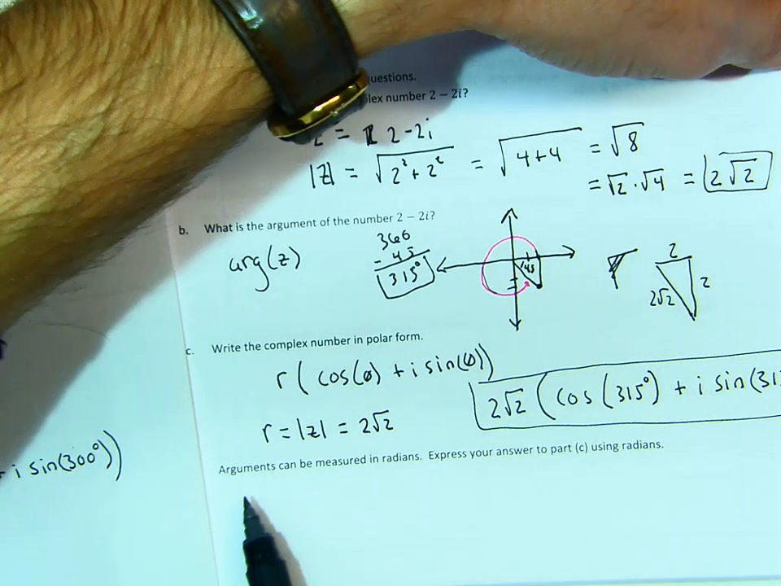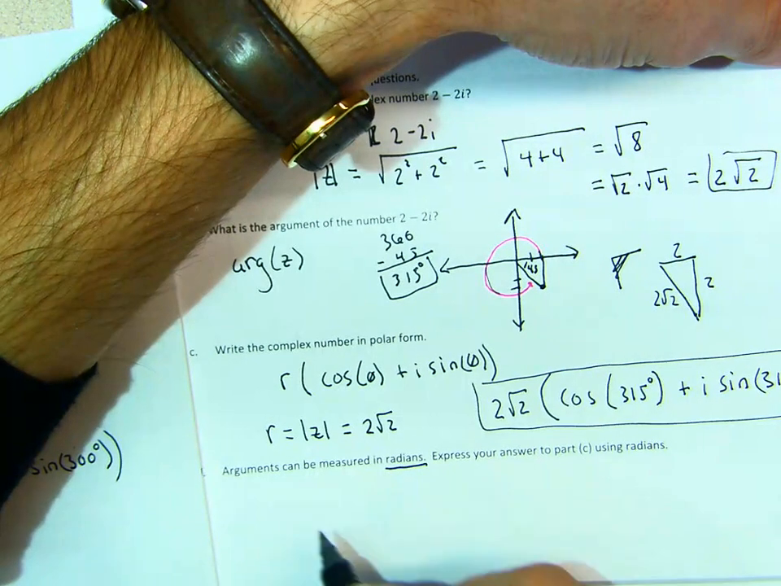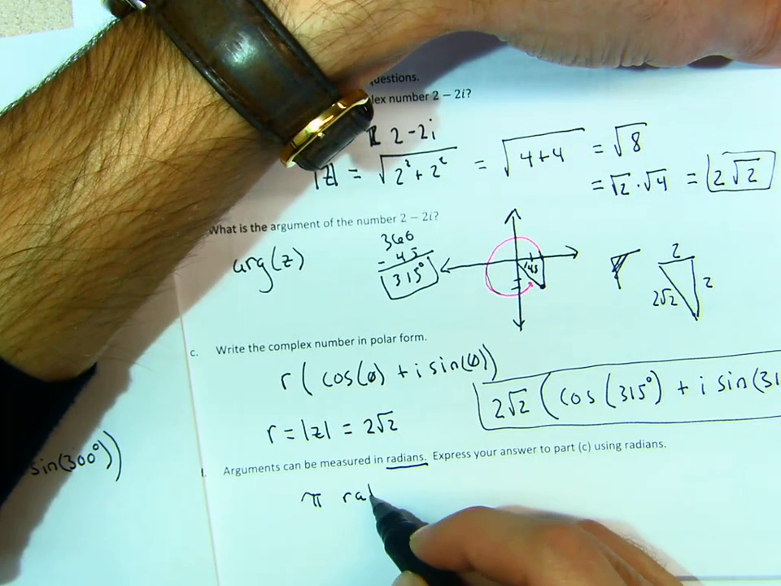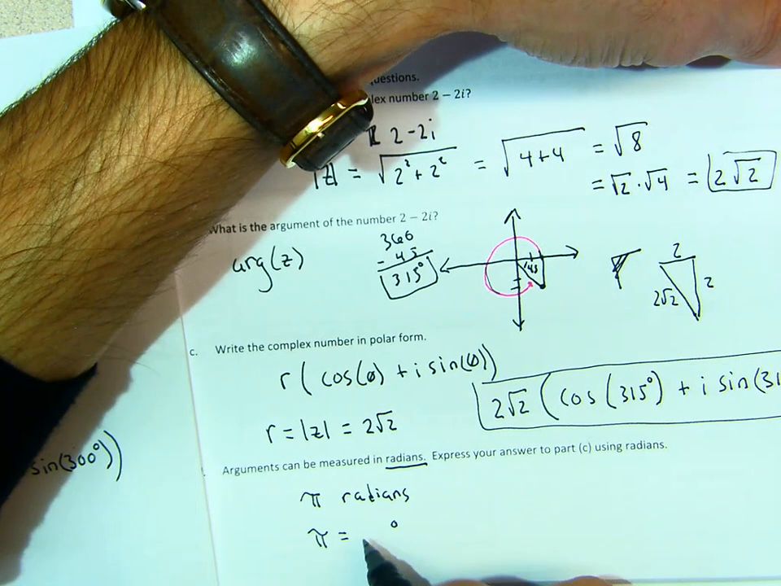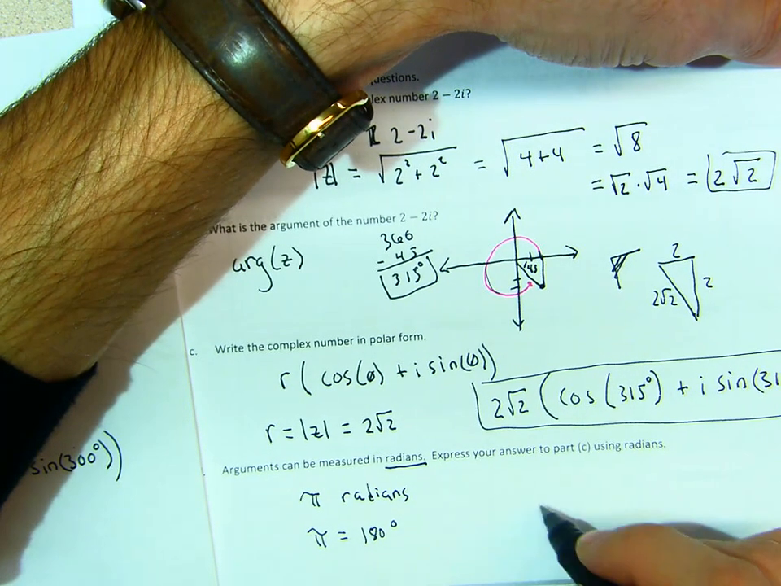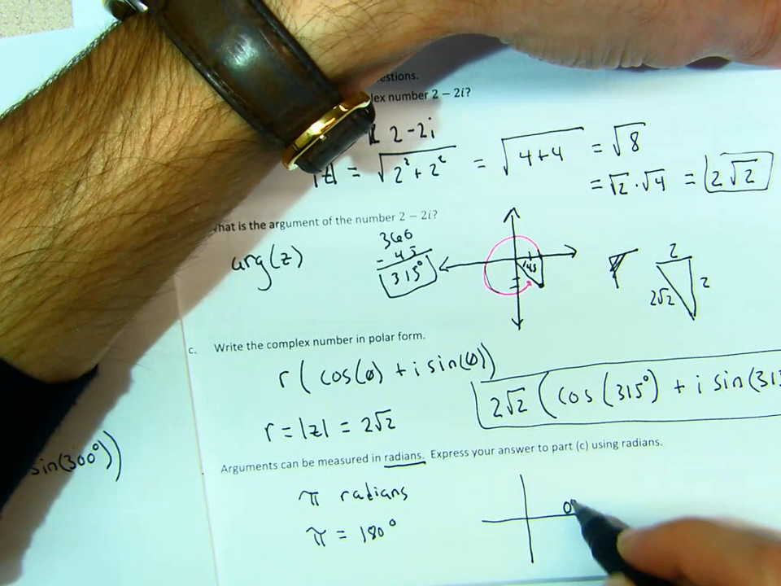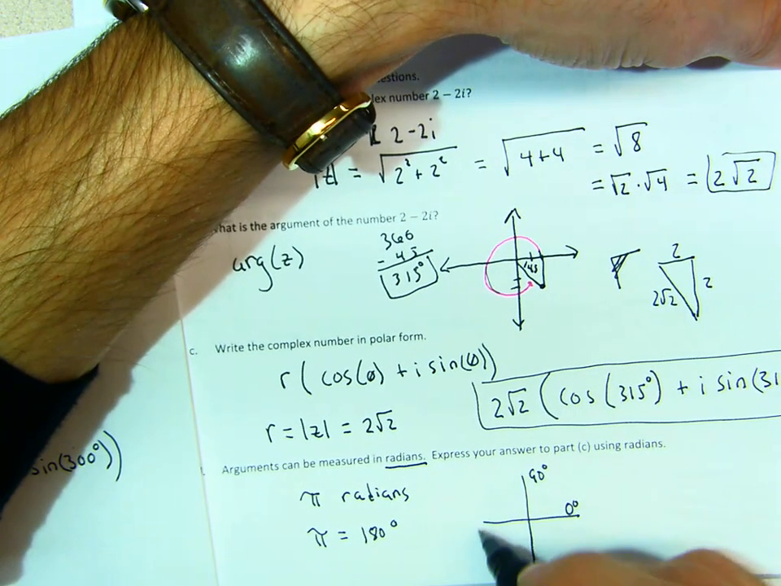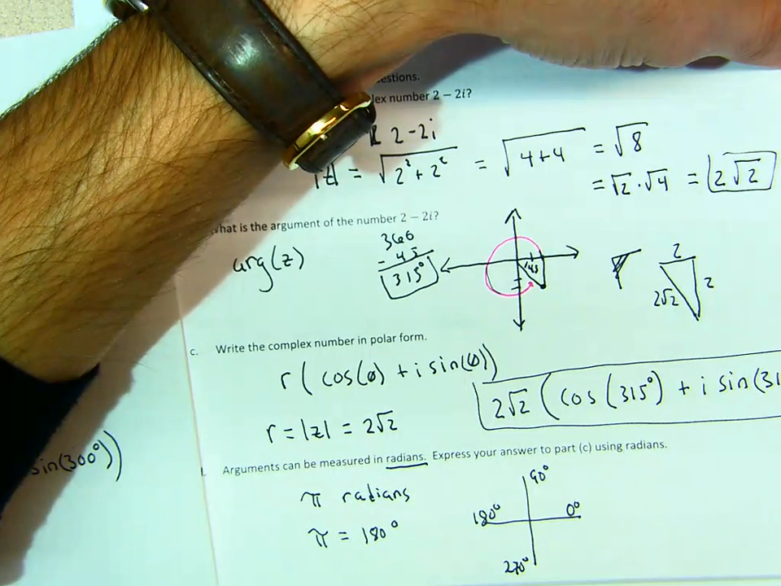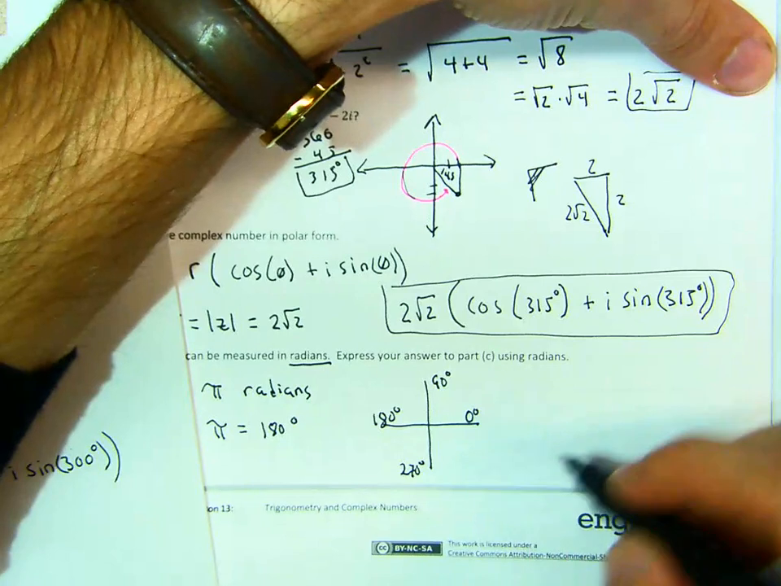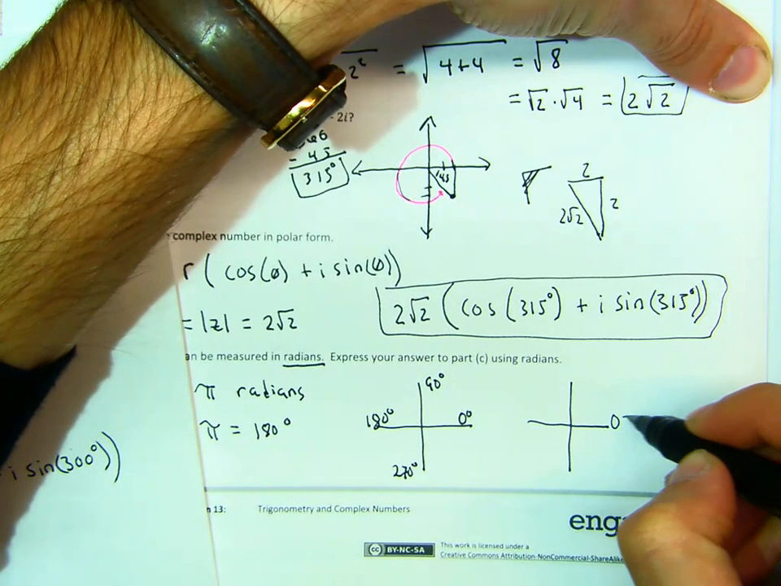Okie dokie. And now it says arguments can be measured in radians. Oh boy, do we remember what radians are? We're talking about pi radians, right? So pi is equal to how many degrees? It's equal to 180 degrees. So if I want to talk about rotation, well, this is 0 degrees. This is 90 degrees. This is 180 degrees. This is 270 degrees. But how do I show this in pi? Well, this is 0, like 0 pi.